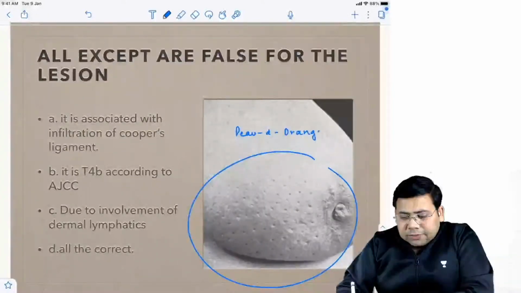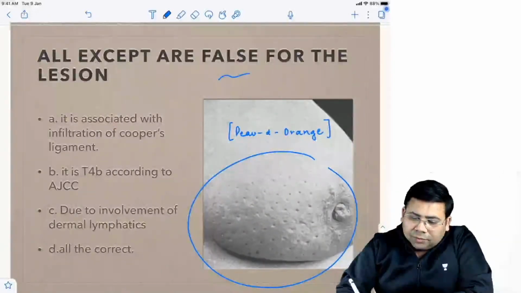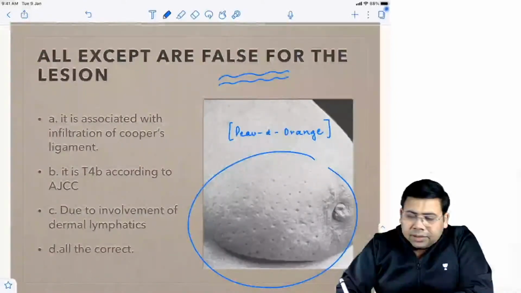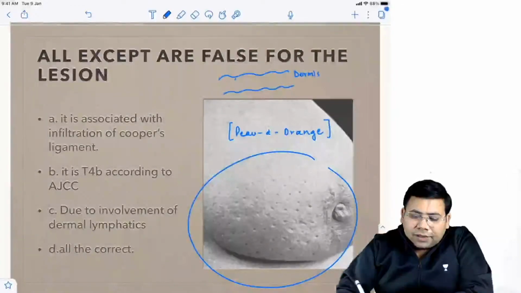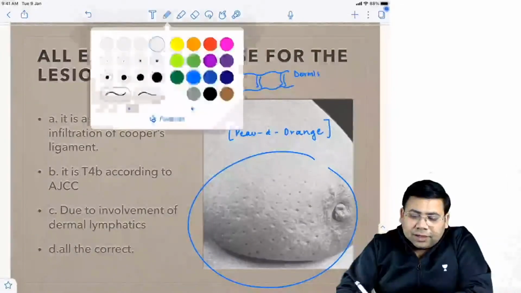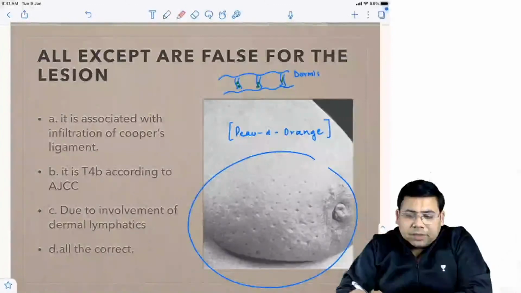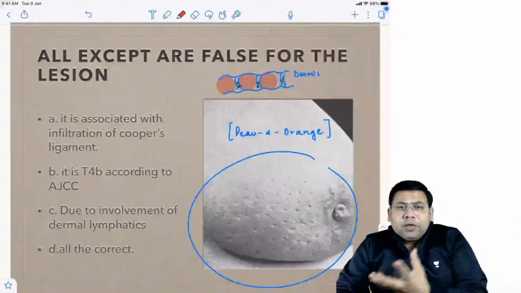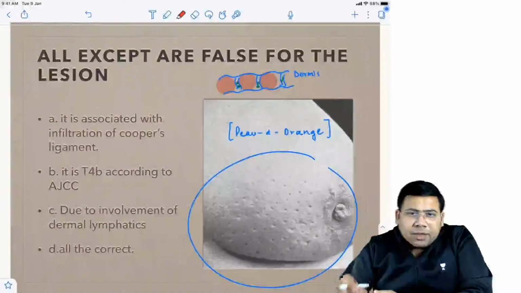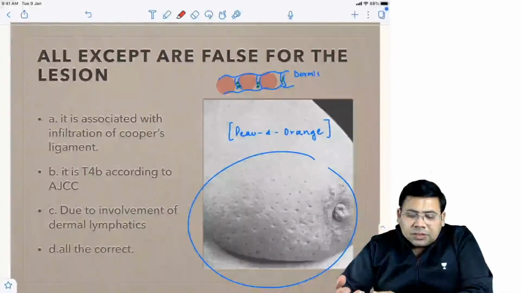And when we talk about peau d'orange, what is the concept of peau d'orange? Since this is the dermis, there is infiltration of the dermal lymphatics by the tumor cells. When the dermal lymphatics are infiltrated, there will be edema in this part, because the lymphatics are blocked, the fluid will not be able to escape out, and that is why you have the typical swollen orange peel like appearance, or peau d'orange appearance. So this is all except are false.